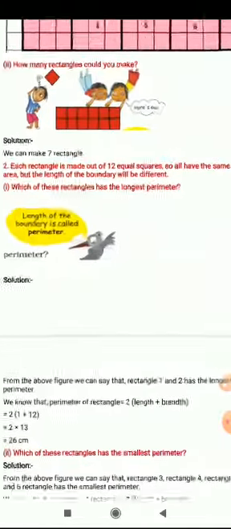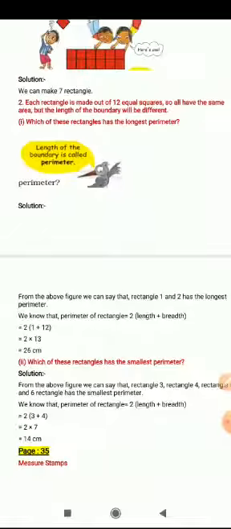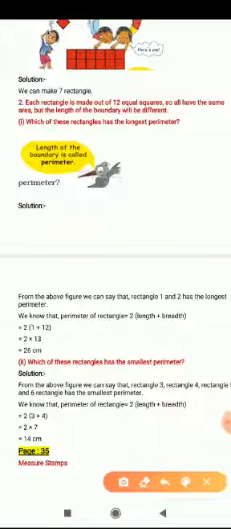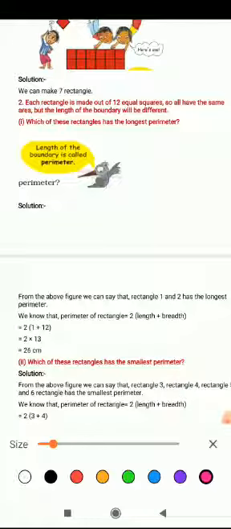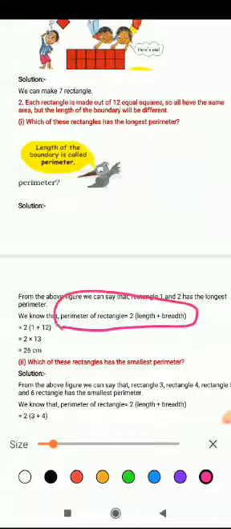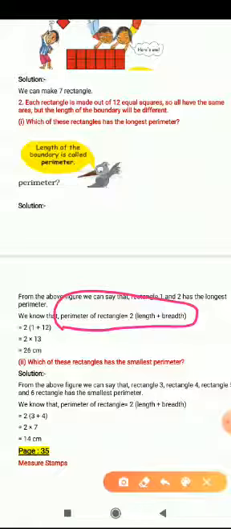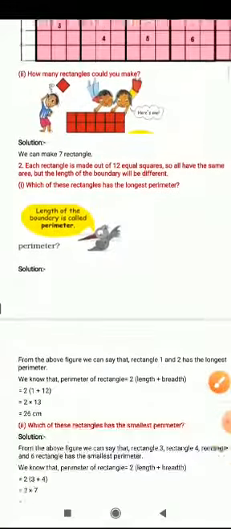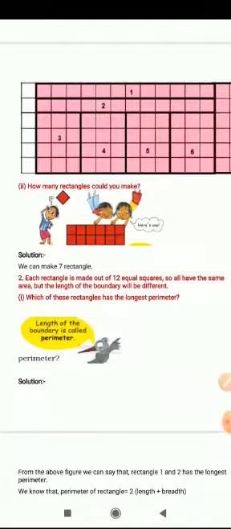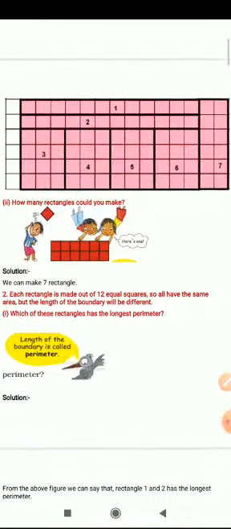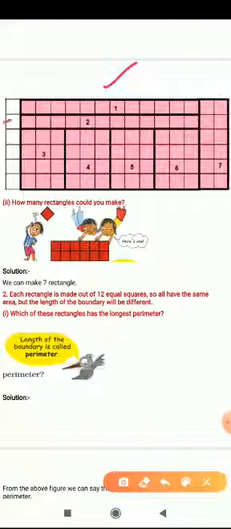Now, learn this formula of perimeter. What is it? Perimeter of rectangle is equal to 2 times in bracket length plus breadth. Here we are solving for figure 1 and 2. This one and this 2.